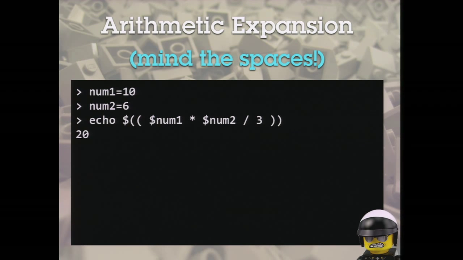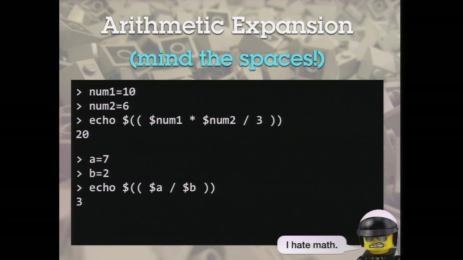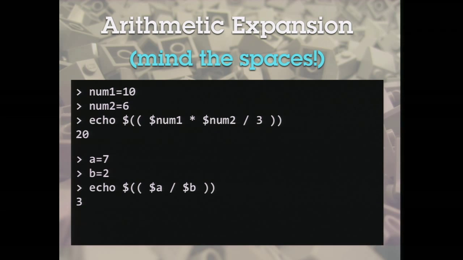You can also perform basic math by using double parentheses like this. I wouldn't recommend it for anything needing a decimal point. As you can see from the second example, it doesn't give you the 0.5 that should be there. So if I ever need to do any complex math, I go to Python.